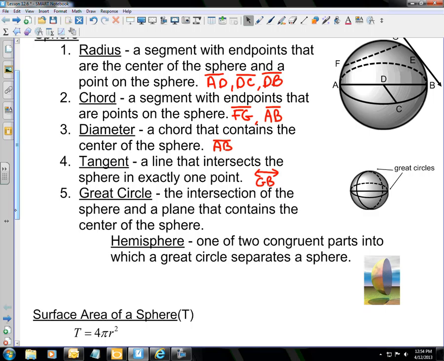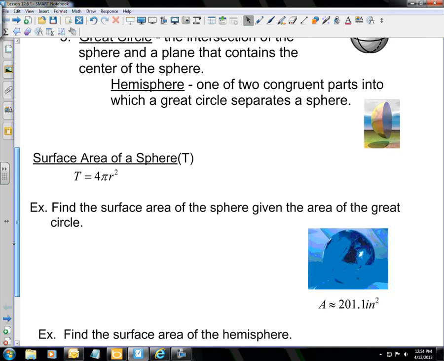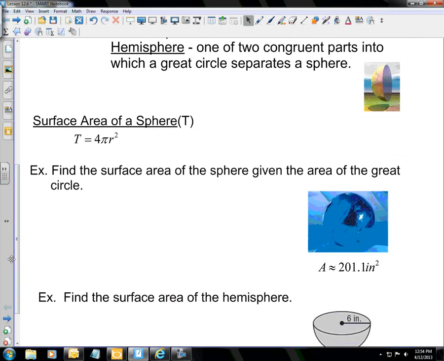All right, so let's look at our formula for surface area. Our formula for surface area is 4 pi r squared. Very simple. If I told you that the radius of a sphere was 8, you'd plug it in and you would do 4 pi 8 squared and you'd get your answer. Very simple. I'm not even going to take time to do one like that because it's so easy.